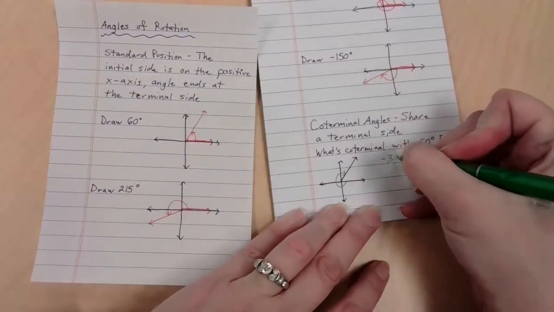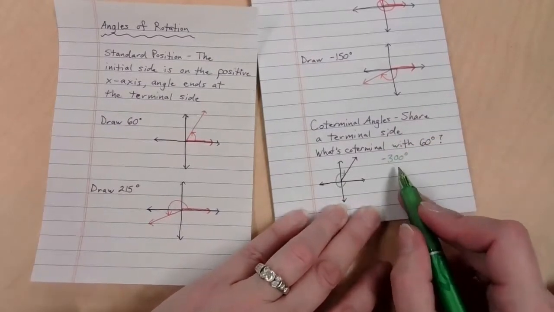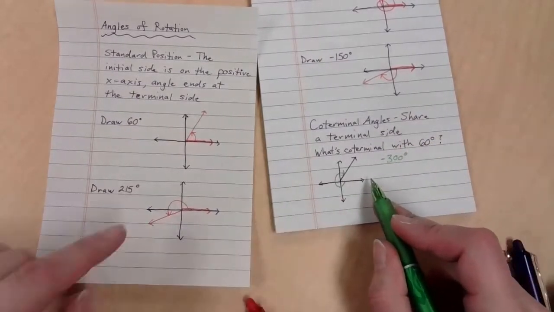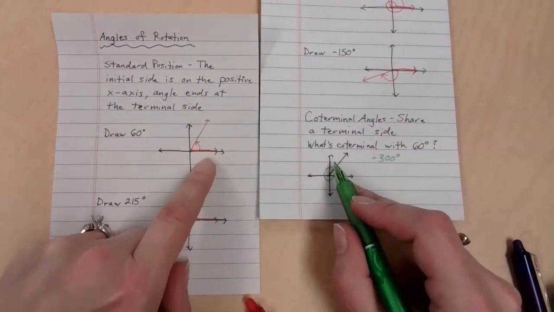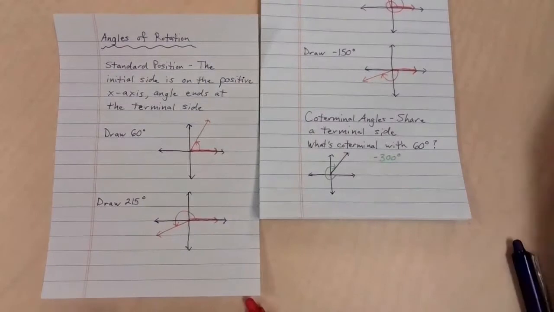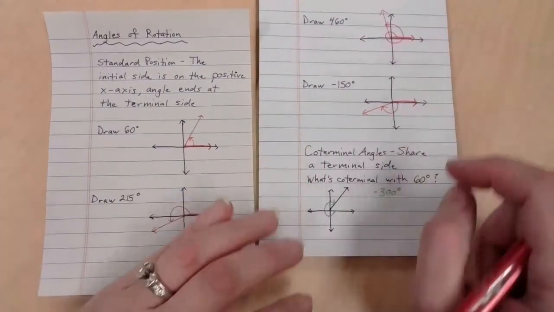Reinforce that a little bit. Sorry about the green. All right, so that would be an example of a negative angle that is coterminal with 60 degrees. Again, it has its terminal side in the same spot, but we went down 300 degrees instead of going up 60 degrees. Can you come up with another one? Think about what happened here.